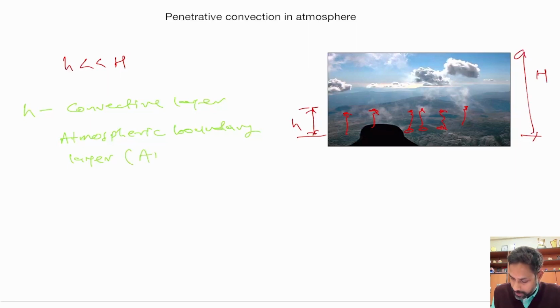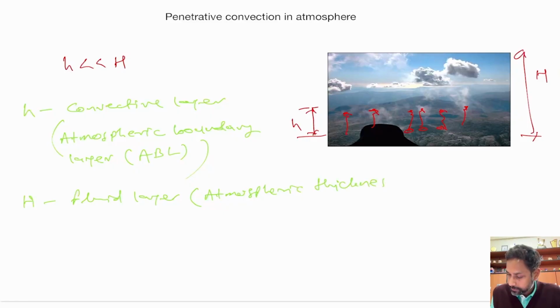layer, ABL. Okay, so this is a common term that is used for the convective layer in case of the atmosphere, and capital H here is the fluid layer, which basically is the atmospheric thickness, right? And capital H is much greater than small h, and that's why we don't really have to worry about capital H.